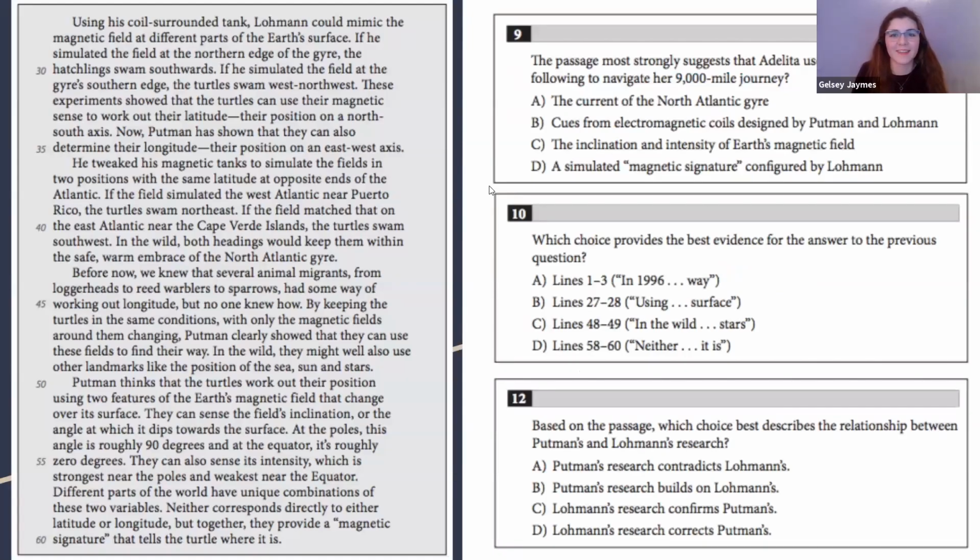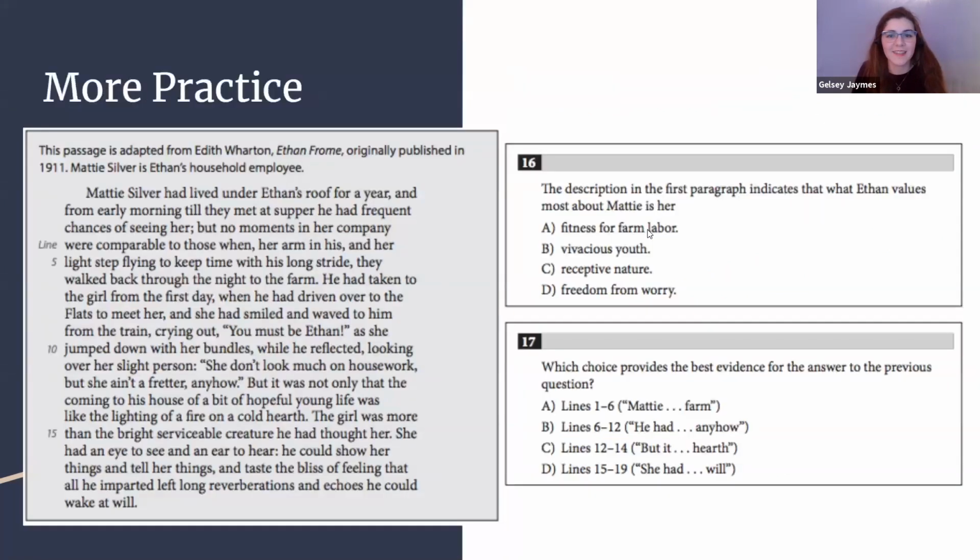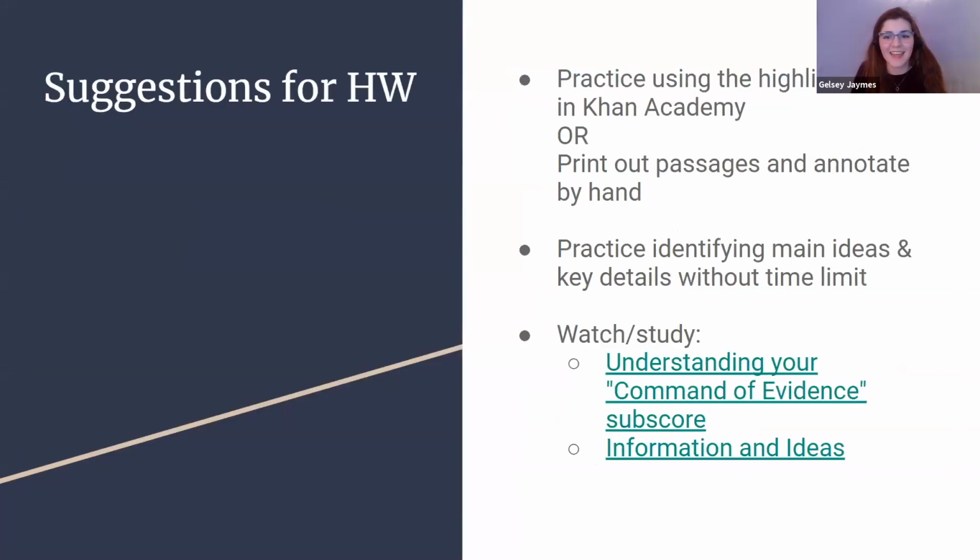There'll also be some passages that you'll have for practice, with some questions corresponding with them as well, that you can look at with your tutors after this. More practice. And here's some suggestions for homework and some links of things to watch and study so that you can practice highlighting, annotating, and identifying the main ideas and details with your annotations.